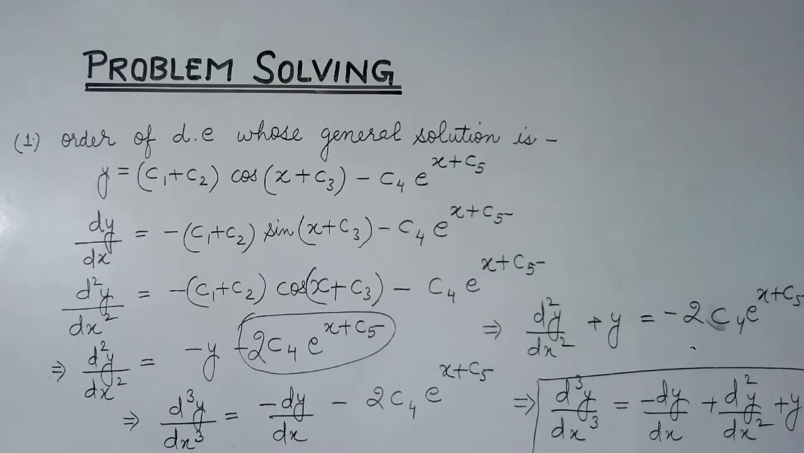Now you can see here that there are no more constants in this equation. So this is going to be the final differential equation. And you can find out the order of this differential equation, and the order is 3.